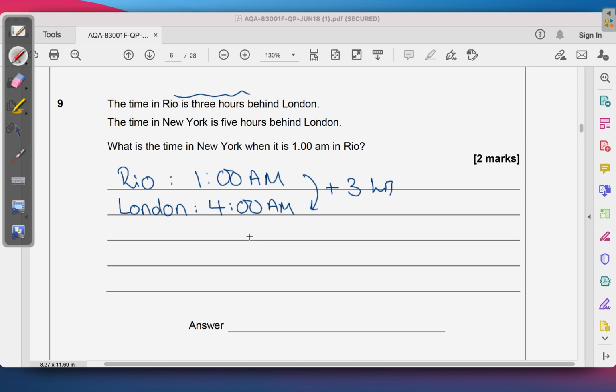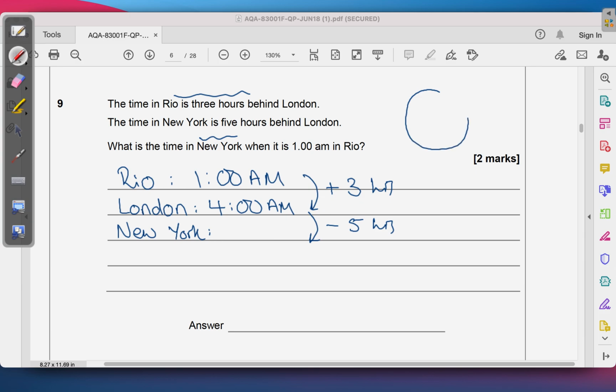Now, the time in New York, which is what we've been asked, is 5 hours behind London. So I'm going to write New York. It's 5 hours behind London, so it's minus 5 hours. 4 a.m. minus 5 hours. We go back 1 to 3 a.m., 2 a.m., 1 a.m., 12, and 11 p.m. That's 5 hours. So we need to understand how the clock works here.